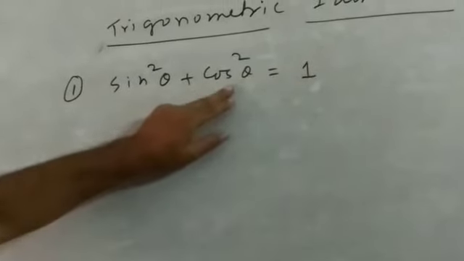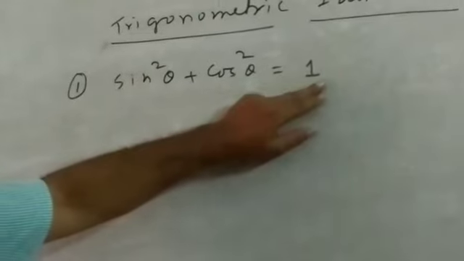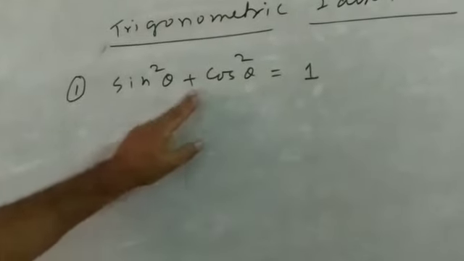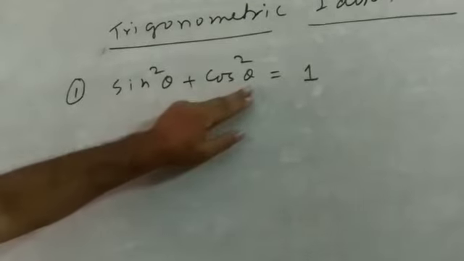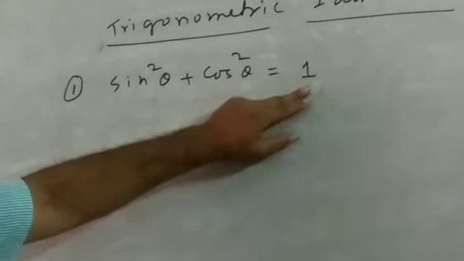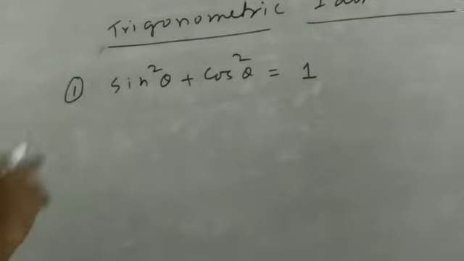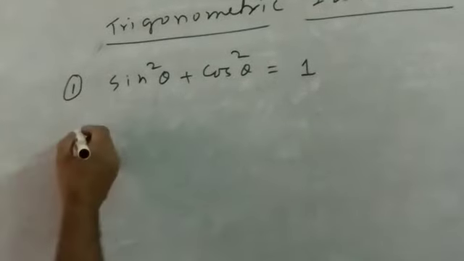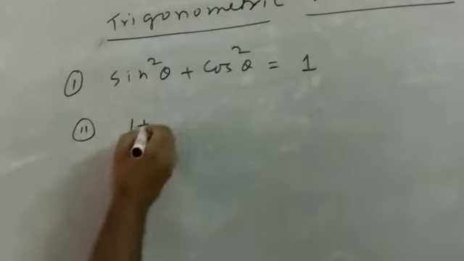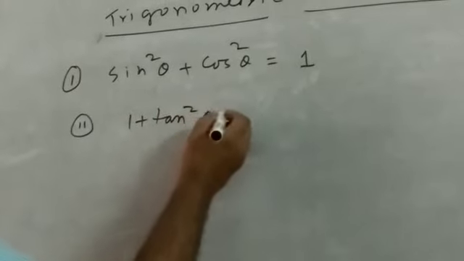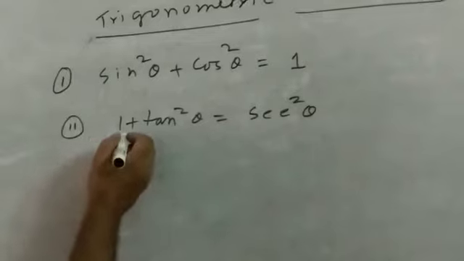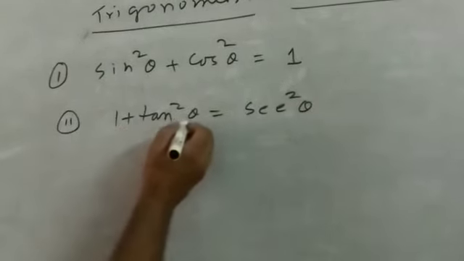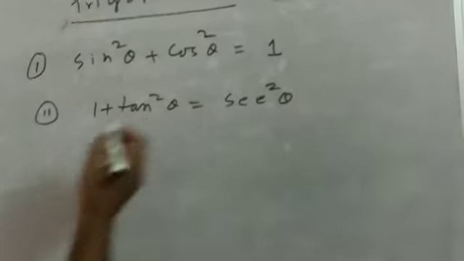Yes, we can write cos square theta plus sine square theta also as 1. But here the middle sign is plus. So sine square theta plus cos square theta equal to 1. Is that clear? So this is identity number 1. Then number 2: 1 plus tan square theta is equal to sec square theta. Okay, this is identity number 2.